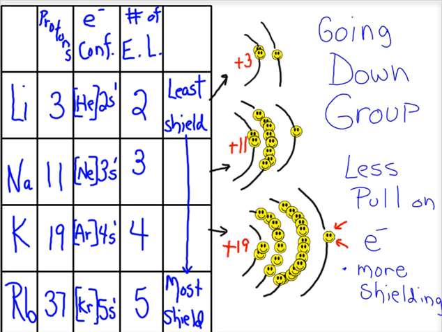Here's another look at the decrease in the hold or attraction for the outer electrons by the increase in shielding. Hopefully this visual will give you a point of comparison.